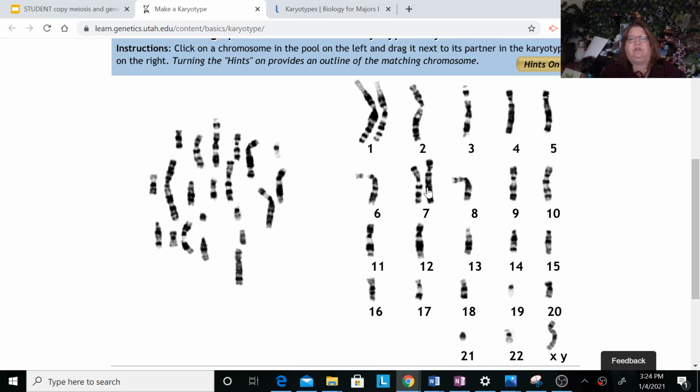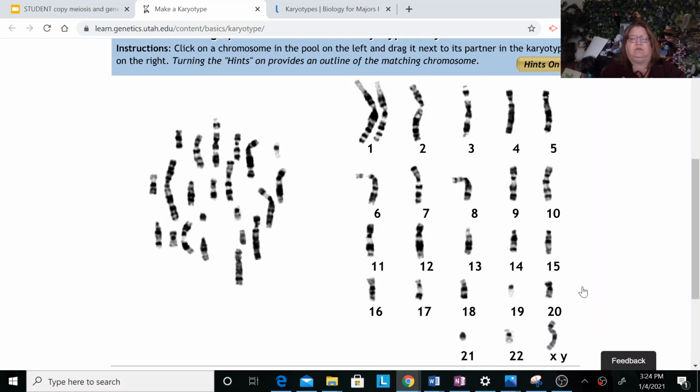So I'm pretty confident this is not chromosome 7. It's not the same size. So I'm going to use it as the example of what it's going to do when it's incorrect. This is going to bounce back. So you'll be able to get them all correct.